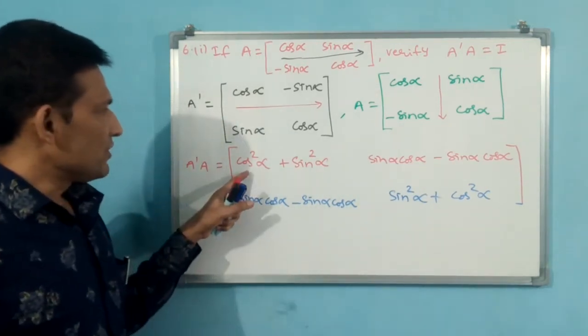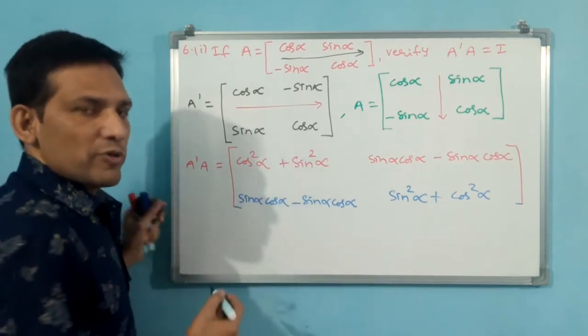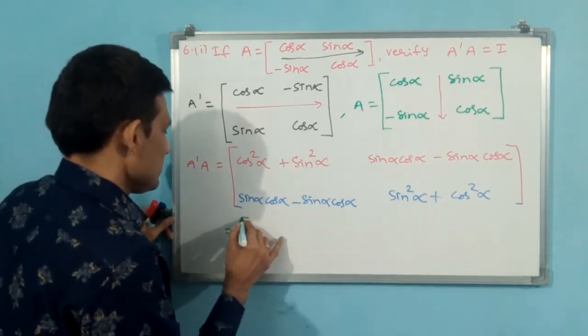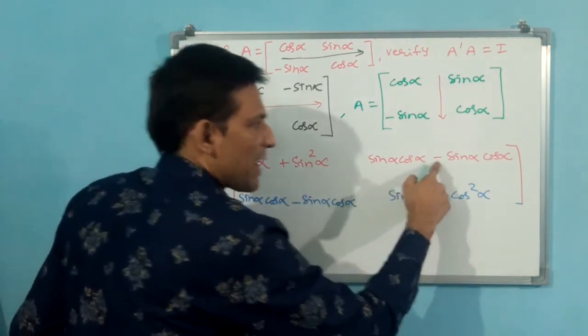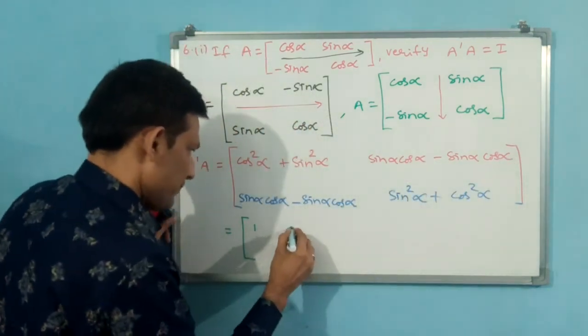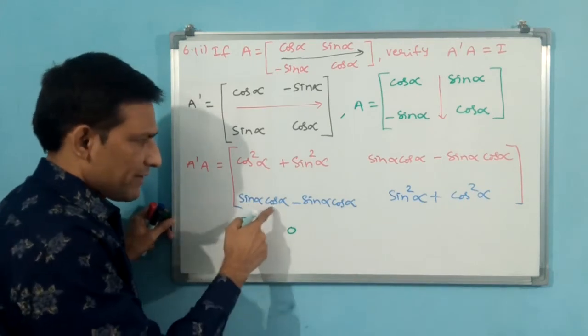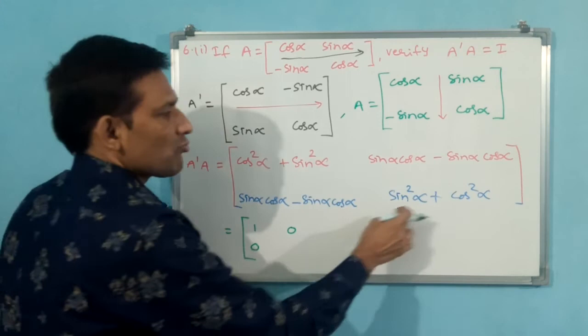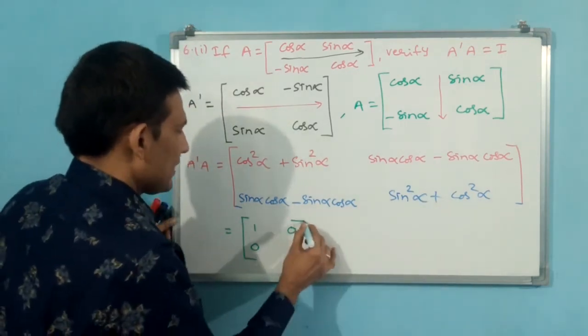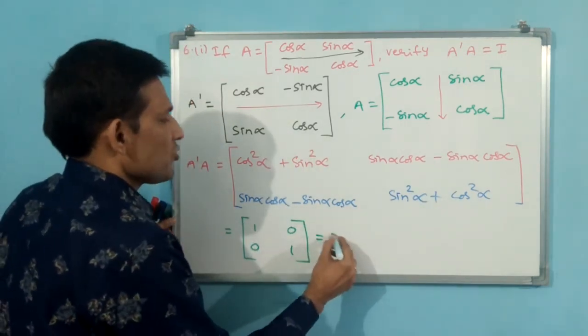Now if you observe, cos square alpha plus sin square alpha is going to become 1. Sin alpha cos alpha minus sin alpha cos alpha is 0. Here also sin alpha cos alpha minus sin alpha cos alpha is 0. Then sin square theta plus cos square theta is 1. This is going to become I.